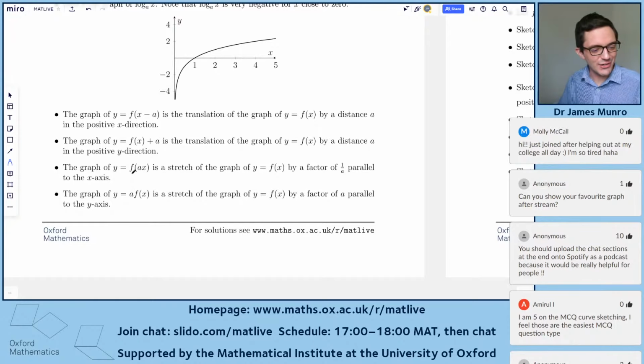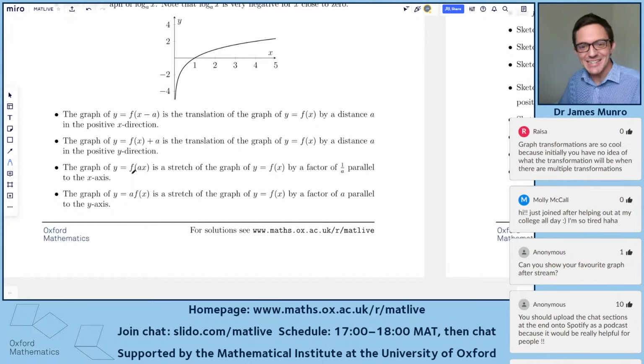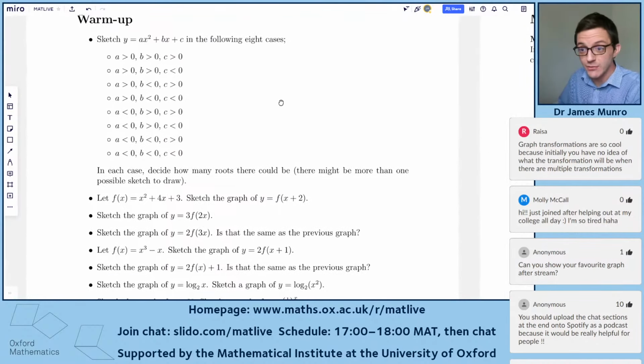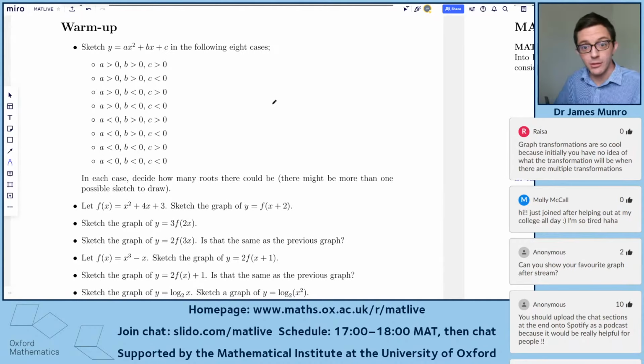Riser says, graph transformations are cool because initially you have no idea what the transformation will be when there are multiple transformations. Yeah, you can make things out of multiple transformations. Okay, there's some warm-up material. I'm actually going to skip most of the warm-up material. I think you know if you need this, if you want to practice doing some warm-up problems.